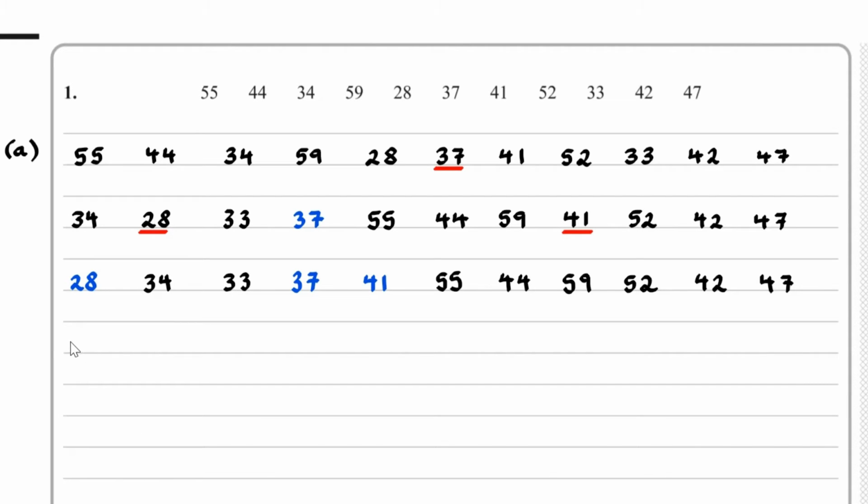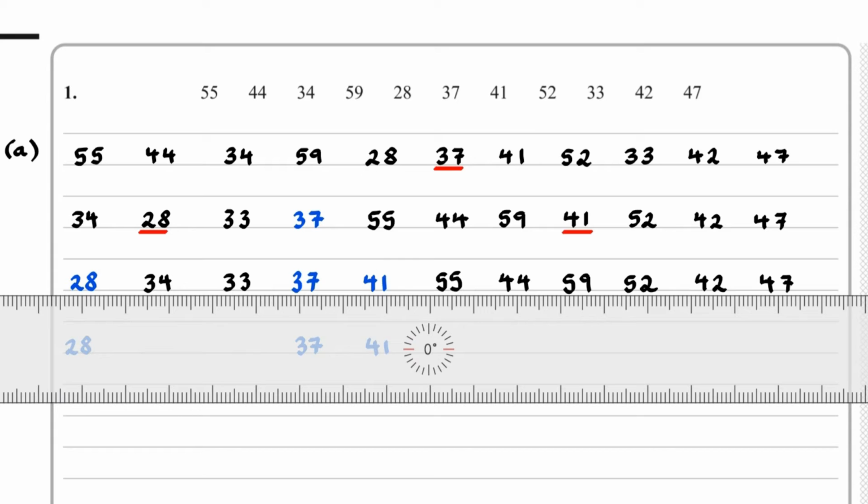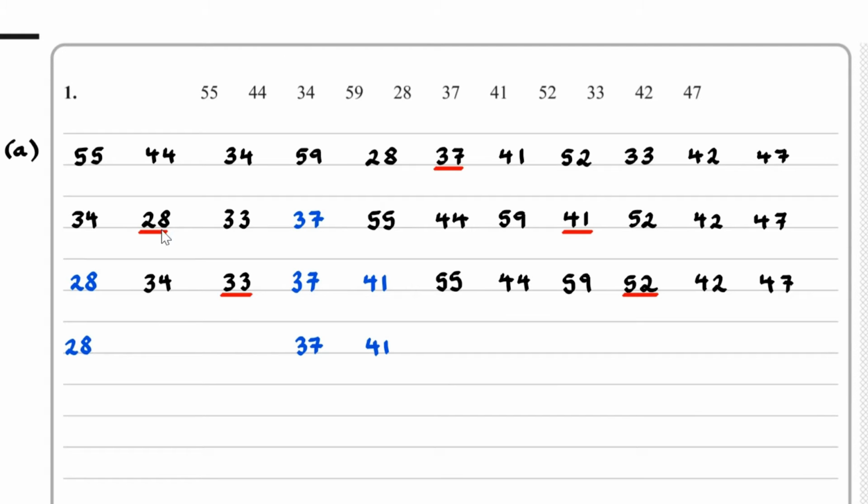Now before anything else, the 28 remains where it is, the 37 remains where it is, and the 41 remains where it is. Let's now identify our pivots. If we choose the middle right, we've got 33 as a pivot, and we would have 52 as a pivot. Now the 34 is bigger than the 33, so the 33 will go here, and then here we would have the 34.